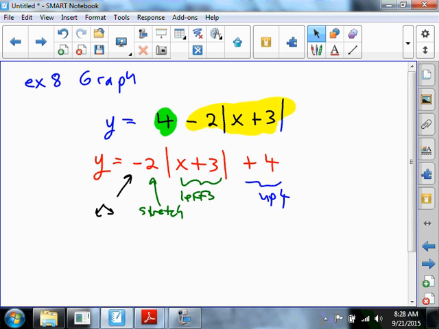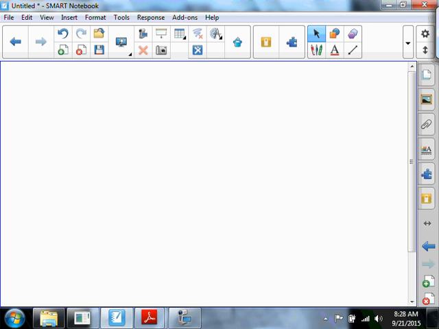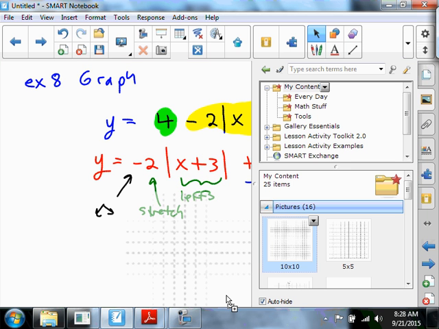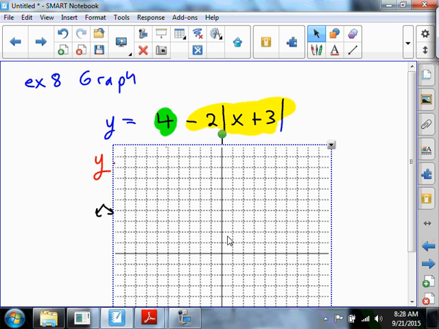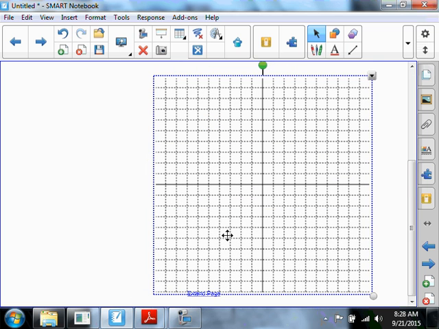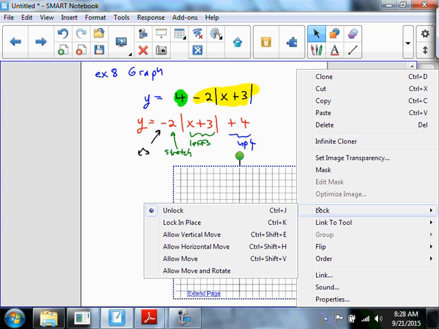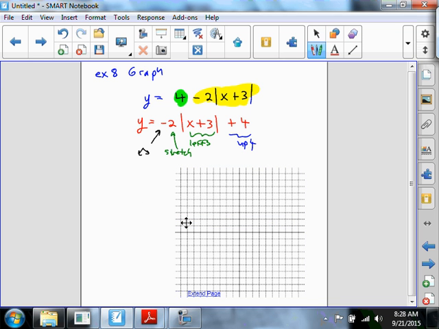So let's see if we can put this all together. Notice we haven't used a graphing calculator at all the whole time. And we don't need to, because we got this. Entire page. Here we go. We'll lock that in place. So we said that the vertex is going to be left 3 units. So left 1, 2, 3, and then up 4. 1, 2, 3, 4. So that's where our vertex is going to be. Our vertex is going to be at negative 3, 4.